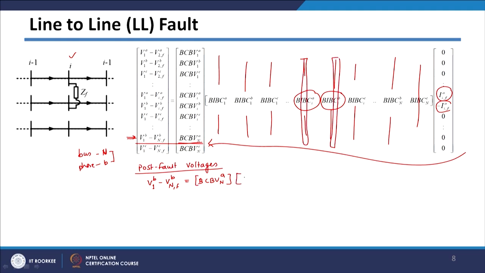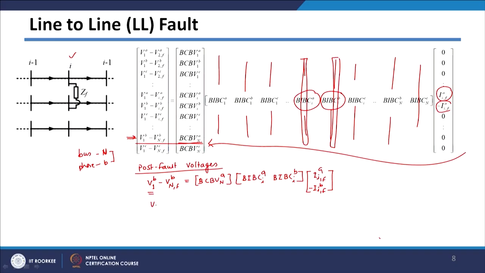So, I am taking those two columns, that is BIBC corresponding to A phase and BIBC corresponding to B phase of ith bus, and this is getting multiplied with respect to fault current in A phase minus fault current in B phase, and this is basically given. Fault current we have seen, we have already calculated in last slide. So, fault currents are known when we are calculating post fault voltages. So, we can get the post fault voltages. So, in this case this is known, this is unknown.